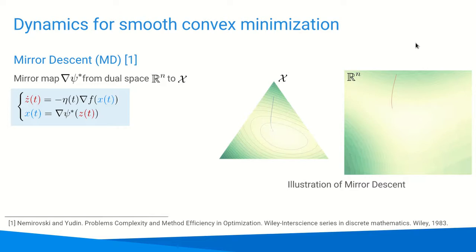The first is mirror descent. Continuous time mirror descent is defined by coupling a dual variable z, shown in red, which accumulates gradients scaled by a learning rate eta of t, and the primal variable x, in blue, obtained by applying a mirror map to the dual variable. This mirror map is a map from the dual space to the feasible set, and can be thought of as a generalization of the Euclidean projection.